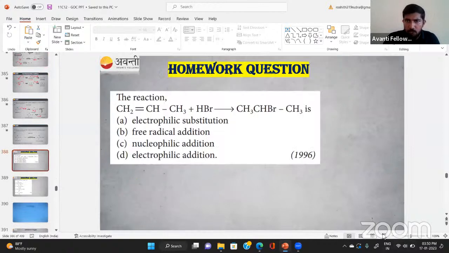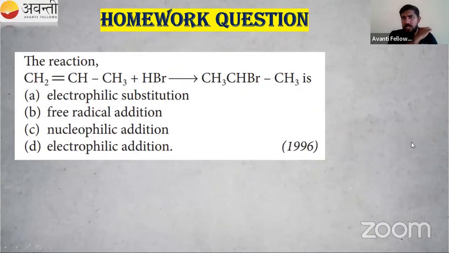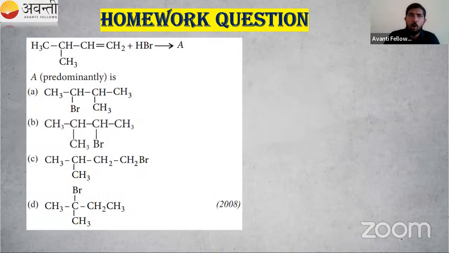So I have two homework questions for you. These are the homework questions. So we know HBr. So H plus, addition of H plus. So this reaction is known as what? Substitution, addition, etc. So take it as a homework question. This one, take it as a homework question. CH2, CH, CH3 plus HBr. H plus, first step, H plus. So H plus means what? Electrophile or nucleophile or free radical. So what is the name of this reaction? Okay, so that is one homework question.